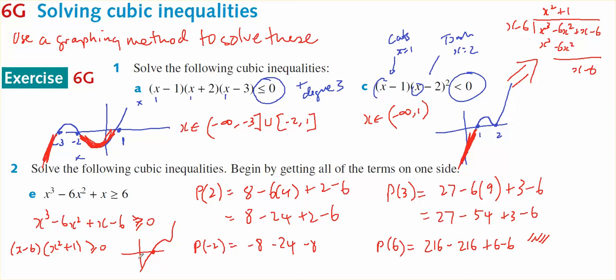and it's positive. Therefore, where is it going to be greater than 0? It's going to be greater than 0 for all these values of the curve. Therefore, x value is greater than 6. So x is an element of 6 to infinity, and it's inclusive of 6.